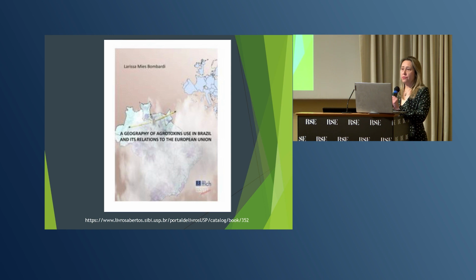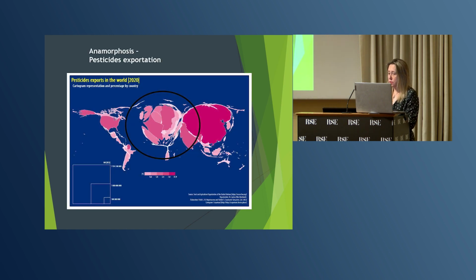And it's available online. It's the English version. In the beginning, it was published in Portuguese, but then translated to English. It's available in this link. You can download it if you want. But to talk about asymmetry, I would like to show you this map.